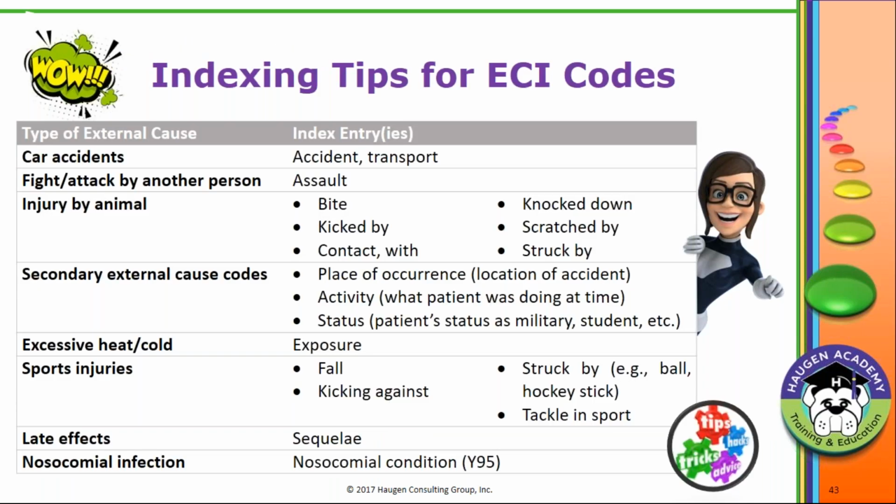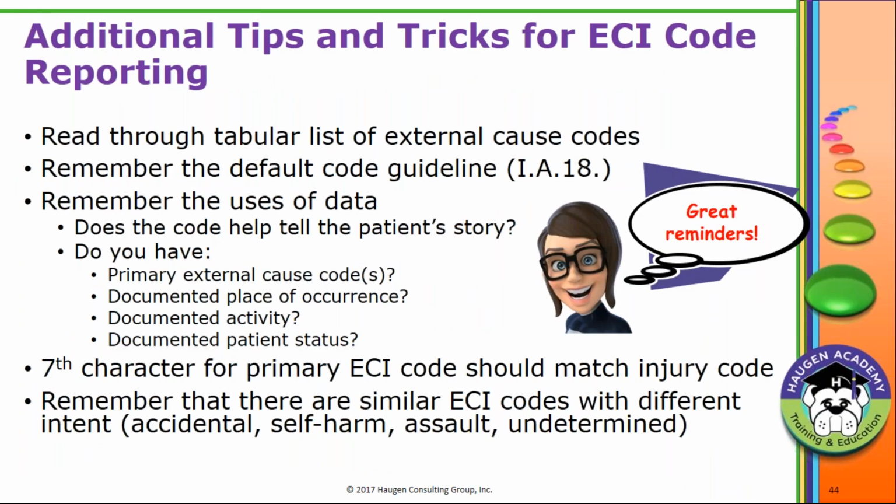One of the last things that I wanted to present to you are a couple of tips. So here are some indexing tips for ECI codes. If you're trying to decide where to look in the code book and what the main term is, I have included a table here that just points out some of those. I think the injury by animal are the ones that really kind of make my eyes roll. It's like, look at how many things we have to look under, how many ways you can be injured by an animal. We also have a lot of different entries for sports injuries. So take a look at these. If you're having trouble locating your ECI codes in the index, that might help.